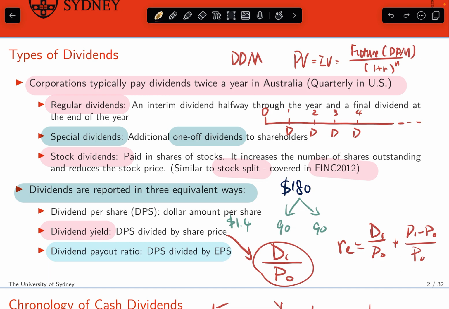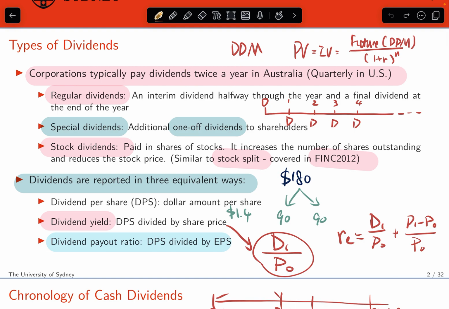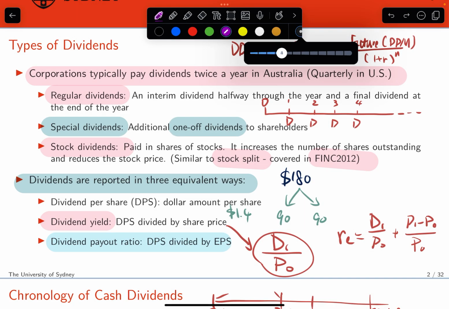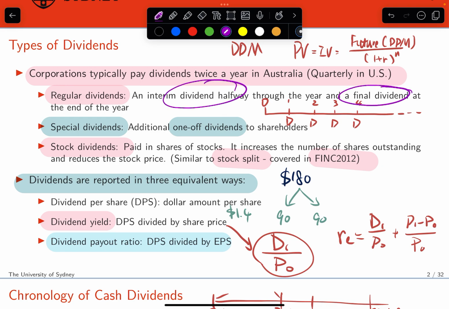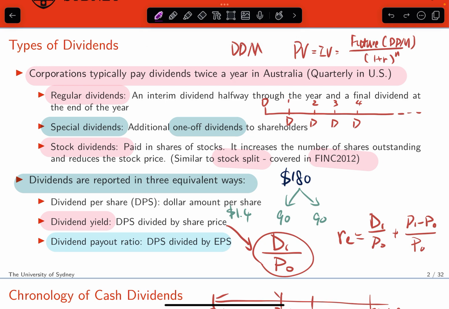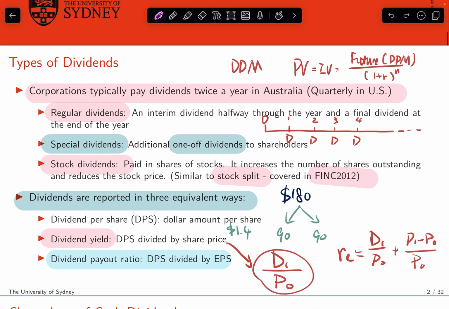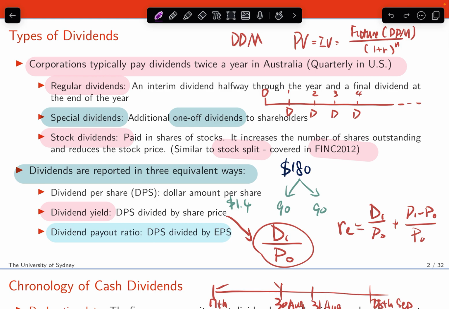Here in Australia, we usually pay dividends biannually, so twice yearly, rather than the quarterly payments of dividends in the USA. Here, with biannual dividend payments, we have a half-year dividend and then we have a final year dividend. That is usually the structure that we have here in Australia. Then from time to time, if we have surprisingly good results, we will reward shareholders by giving additional one-off large dividends. Dividends are reported in three equivalent ways, and if you are given one method, you are able to calculate between the three given the information needed.